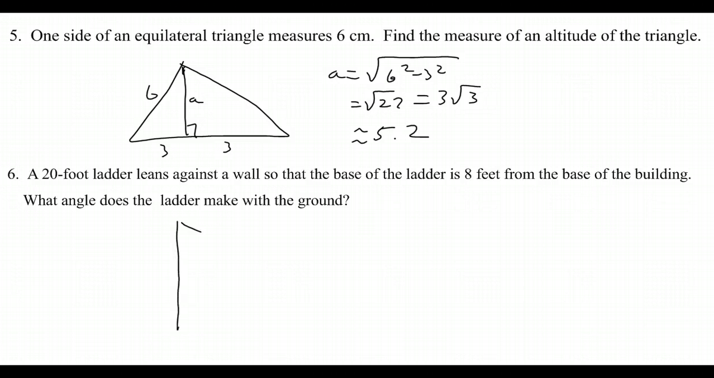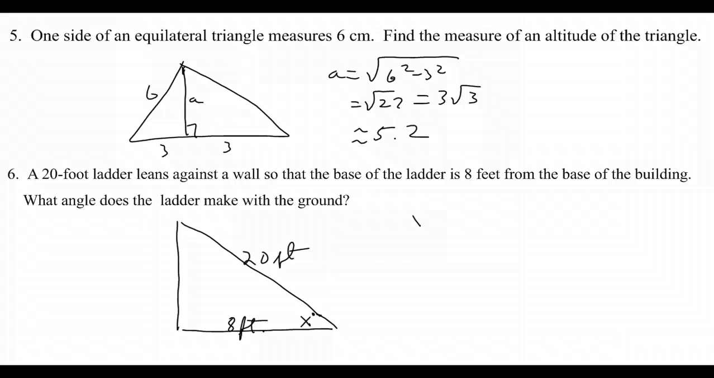I have a wall with a 20-foot ladder, and that 20-foot ladder is 8 feet from the base. Once again, you can see this is not drawn to scale. It wants to know the angle the ladder makes with the ground. So remember, we're going to start using our trig functions here. But when we're finding an angle, we do an inverse trig function. So x degrees will be equal to, I've got the adjacent and the hypotenuse, that would be the cosine inverse of 8 over 20. So x is approximately 66.4 degrees.